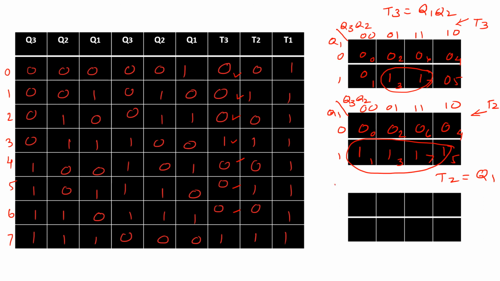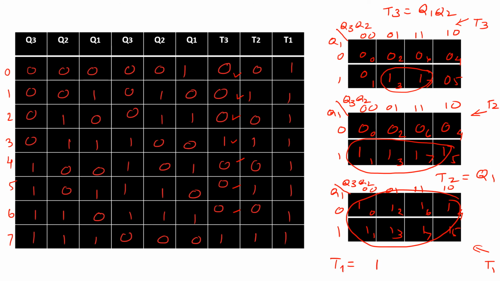Now finally we will write it for T1. So this is Q3, Q2, this is Q1. This is 0, 1, and 0, 0, 0, 1, 1, 1, 1, 0. These are the numbers for squares and we will put the values there. So all are 1. So we can make one octet out of it. So T1 is equal to 1. So now from these three inputs we can construct the counter with the help of T flip-flop in the next slide.